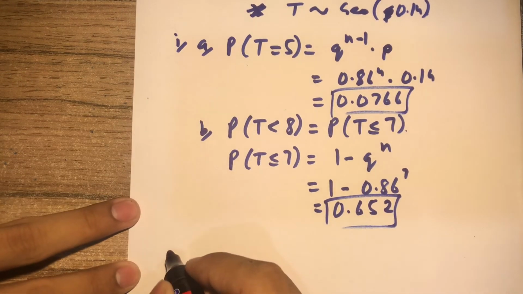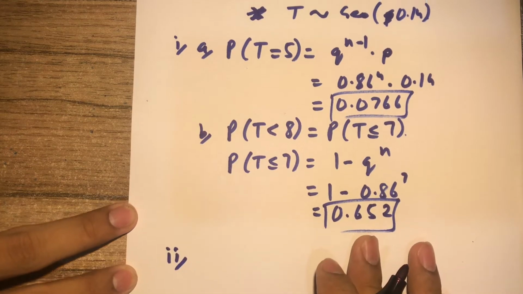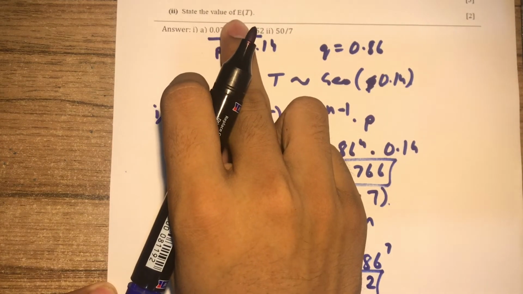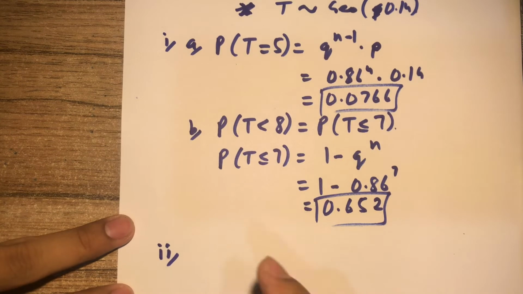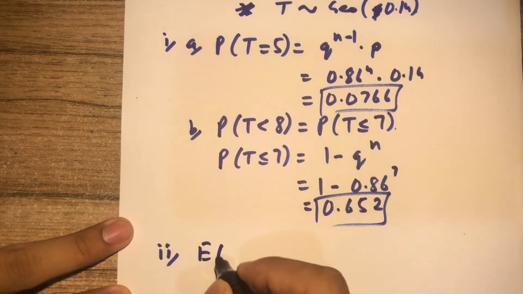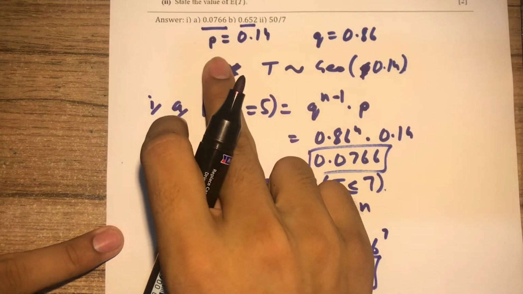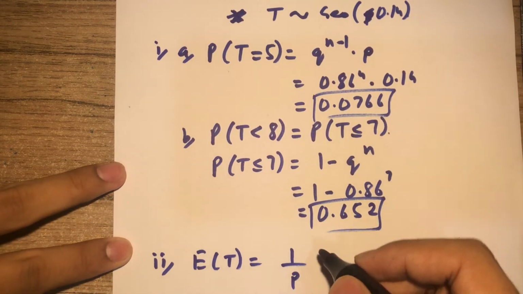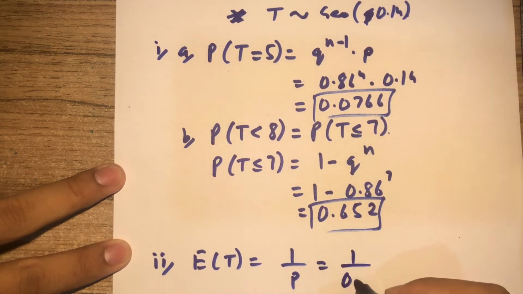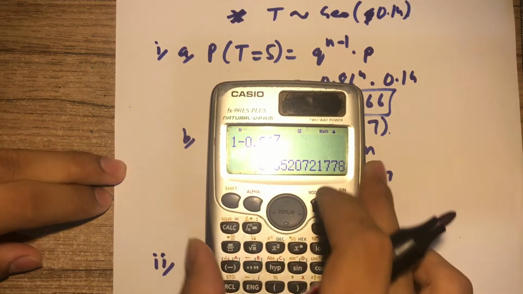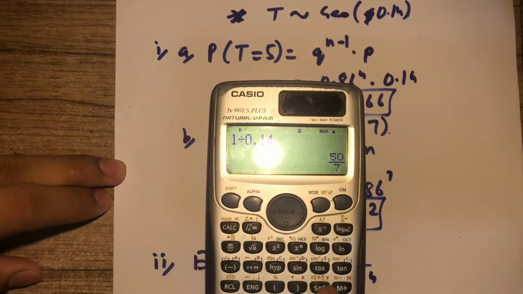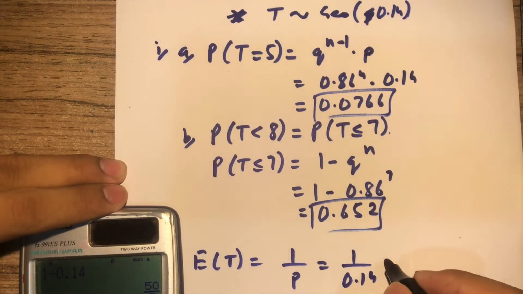Then in the second part, it's asking for the expected value of t. The formula for expected value is 1 upon p. P is 0.14, so 1 upon 0.14, this is equal to 50 upon 7.